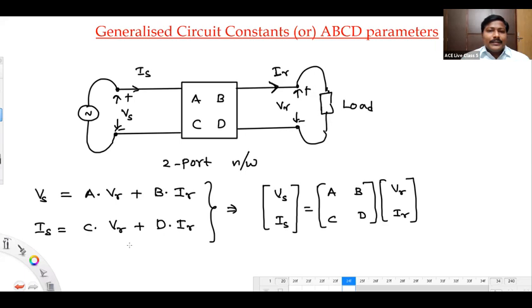Yes, tell me please. Rashmi, we said Vs is a function of VR and IR. So I have written Vs equals a constant into VR plus another constant into IR. That's it. Okay, so Is is a function of VR and IR. So I have written Is equals some constant into VR plus some other constant into IR.